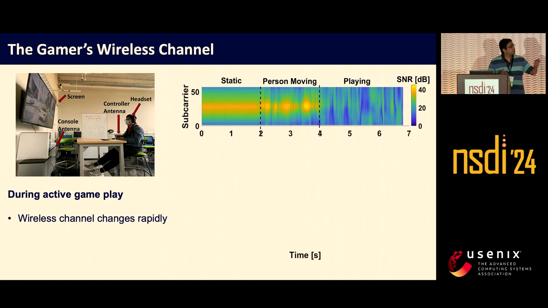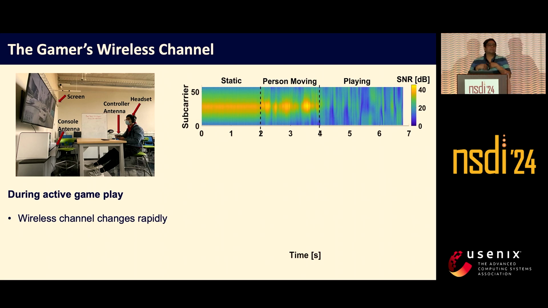So what I'm drawing here, this heat map actually indicates the subcarrier SNR. On the y-axis, you've got subcarrier SNRs, and on the x-axis, you've got time. In the first 2 seconds, the controller is static, lying on the table. Nobody is walking around, no environmental changes, and so on. So you can see a very steady SNR. Yellow represents very high SNR value.